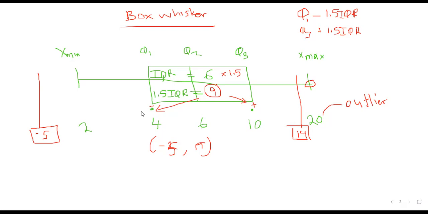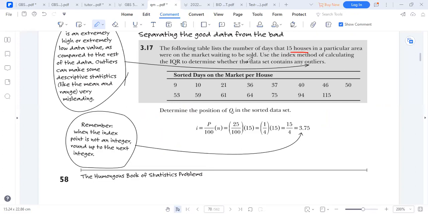We can go now to this question just discussed. This question is repeated 3 times. The following shows 15 houses in a particular area to be sold. So let us calculate the interquartile range and identify any outliers. These ones are already arranged in order. So we find Q1. Q1 is a quarter of 15. So a quarter of 15 is what? 3.75.